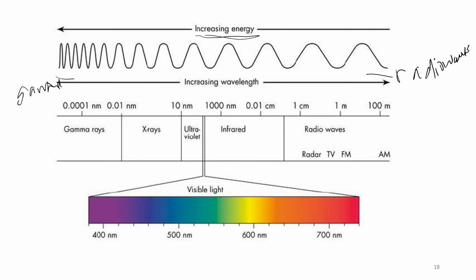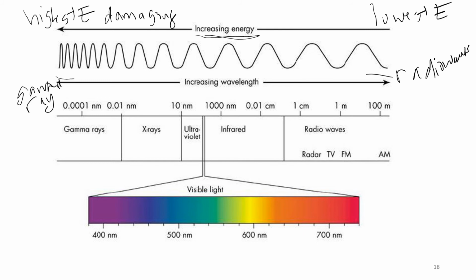So what this is telling us is our gamma rays that have the short wavelengths have the highest energy. And the higher the energy, the more damaging that electromagnetic radiation is. Versus we have the lowest energy on the right here for our radio waves. So again, if you turn on the radio, you don't think, oh, I'm going to be hurt by listening to the radio. It's not going to damage you at all.